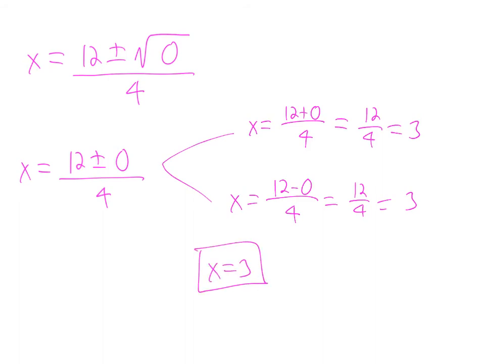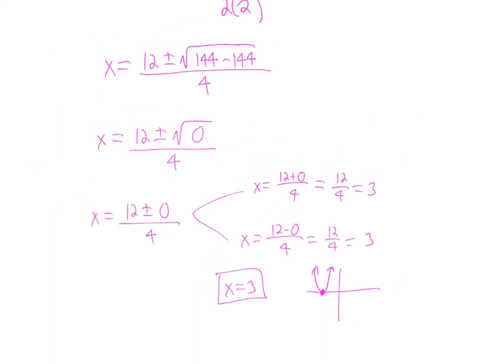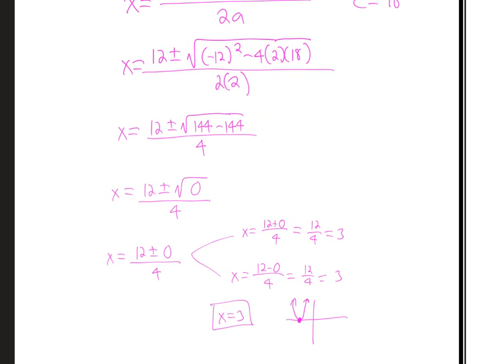This would be where the parabola's vertex is right on the x-axis. So it doesn't cross the x-axis twice. It's like a graph like this, and the parabola touches just right here, and it has one solution. It's like a double root, basically. It's one solution because the vertex touches the x-axis at one point. So if you have a square root of 0 under the radical, you're going to get just one solution.